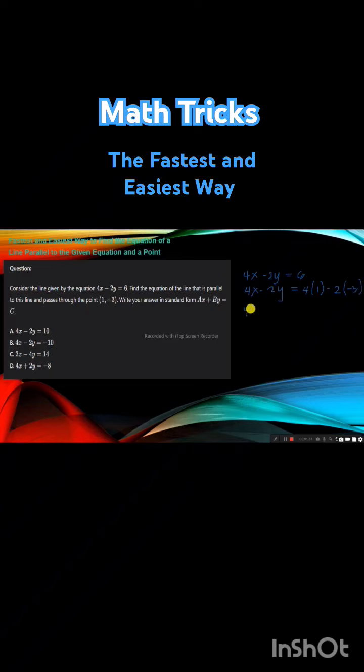Simplifying, we have 4x minus 2y equals, this is 4, negative times negative, that is positive, positive 6. Hence, the final answer is 4x minus 2y equals 10. So the final answer, or the correct answer, is letter A.